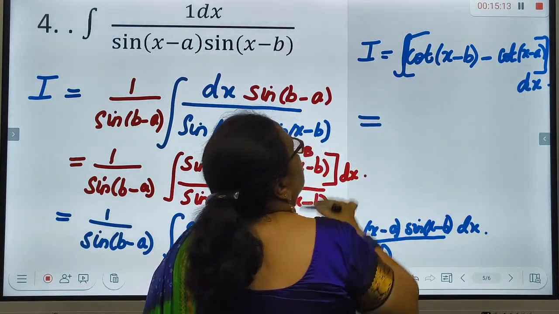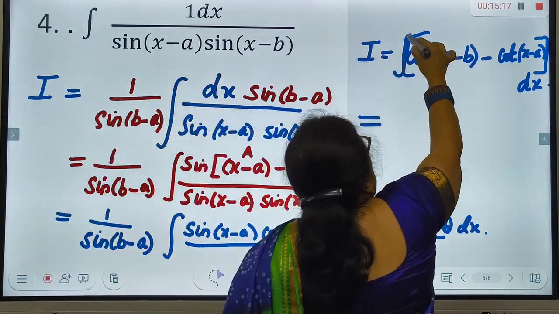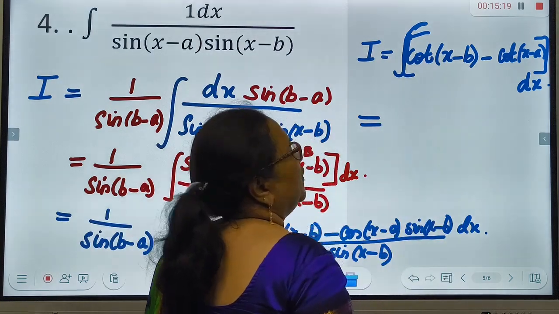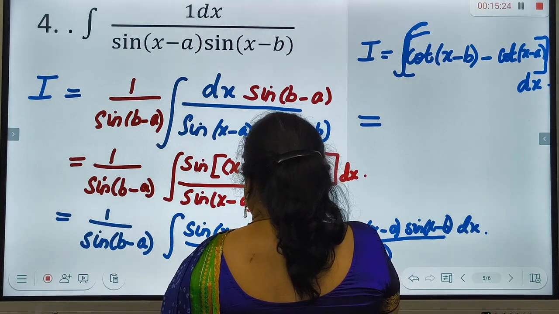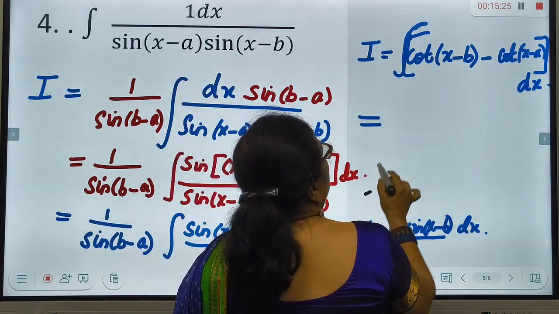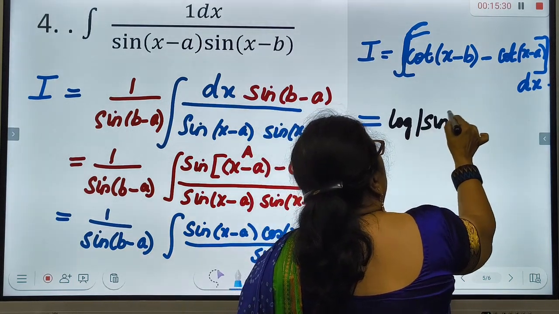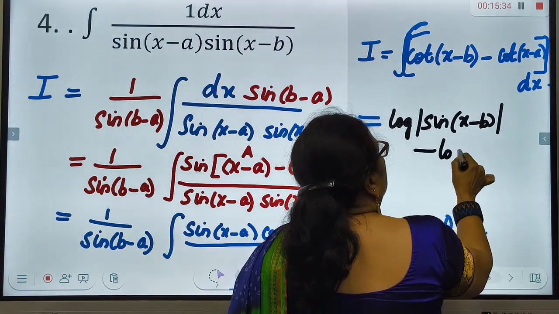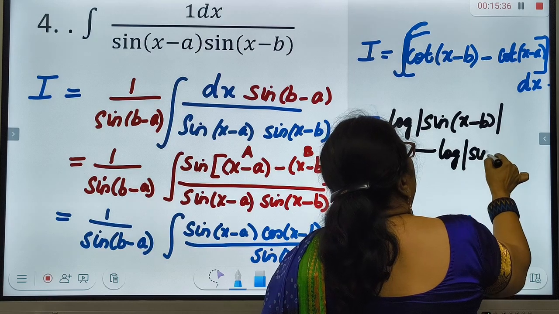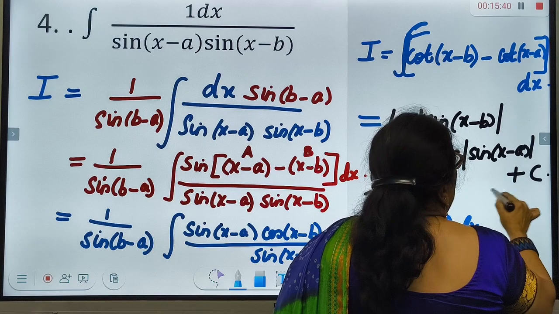which is, okay, the integral of cot x is log sin x. So this is log mod sin of x minus b minus log mod sin of x minus a plus c.